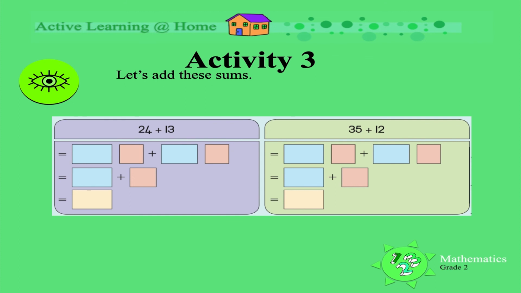Activity 3. Let's add these sums. Can you do these on your own? 24 plus 13. And then the next sum that I would like for you to try is 35 plus 12. Let's see if you can do those on your own, and then we will continue with the answers.